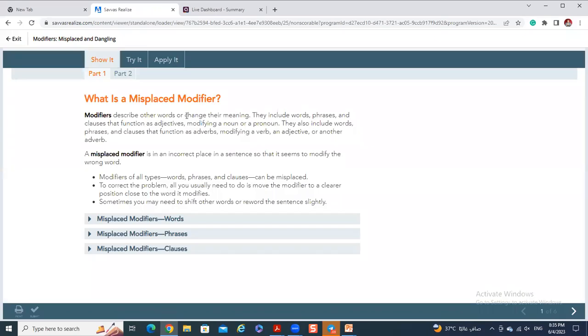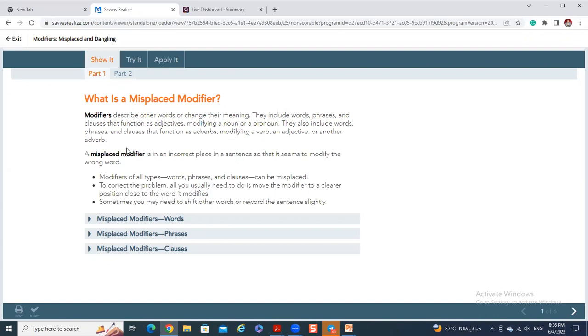What is a misplaced modifier? That's the first thing. As I told you, a modifier describes other words or changes their meaning. Modifiers include words, phrases, and clauses that function as adjectives, modifying a noun or pronoun. They also include words, phrases, and clauses that function as adverbs, which modify a verb, an adjective, or another adverb.